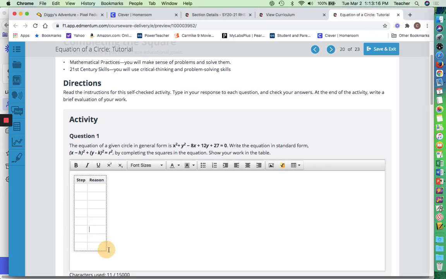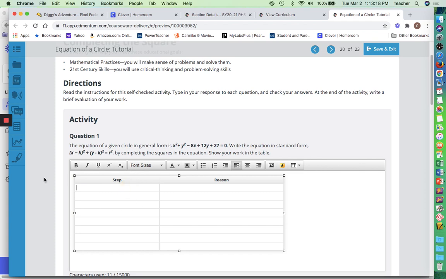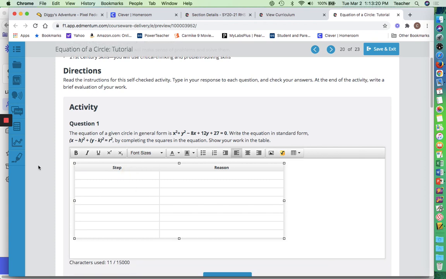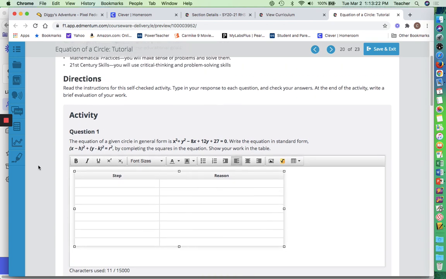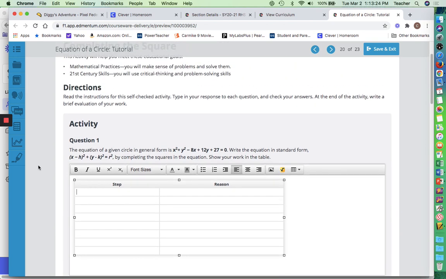Let's see if I can make this bigger. All right. Whew. Not looking forward to this, y'all. Completing the square is not the most fun thing to do.